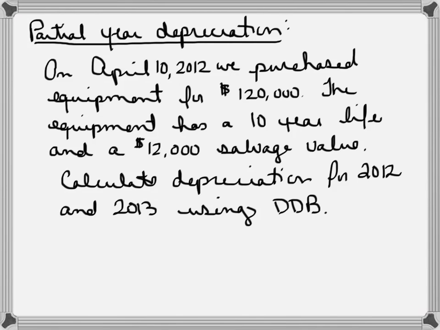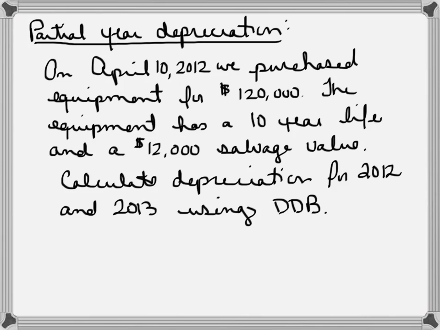Let's look at the same problem, except let's assume the company uses double declining balance. So on April 10th, 2012, we purchased equipment for $120,000. The equipment has a 10-year life and a $12,000 salvage value. Calculate depreciation for 2012 and 2013 using the double declining balance method.